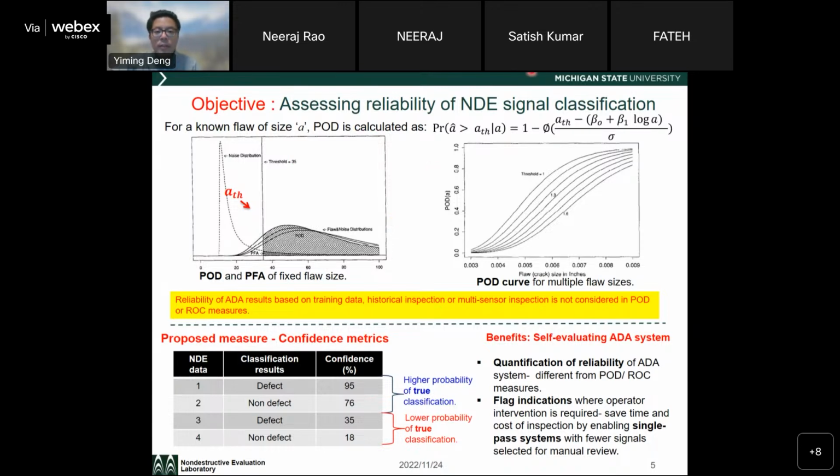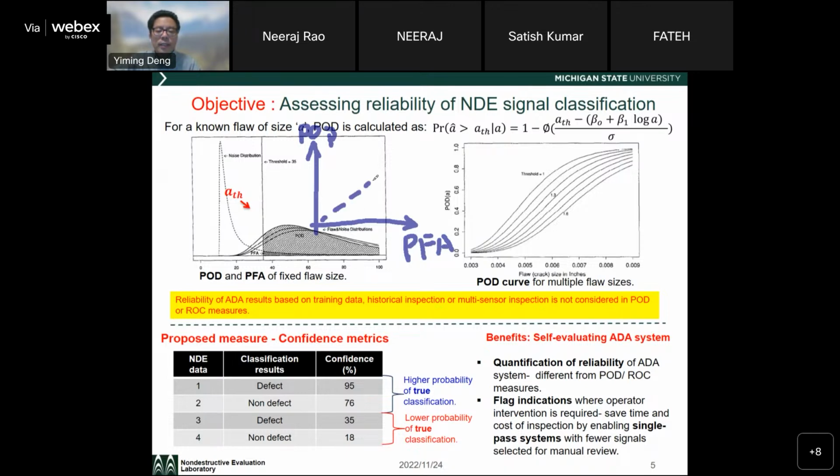Oh, oops, what happened? Let me do this again. Let me change to a different color. I have my ROC plot, so I have my POD versus PFA. Sorry about that. Okay. PFA.